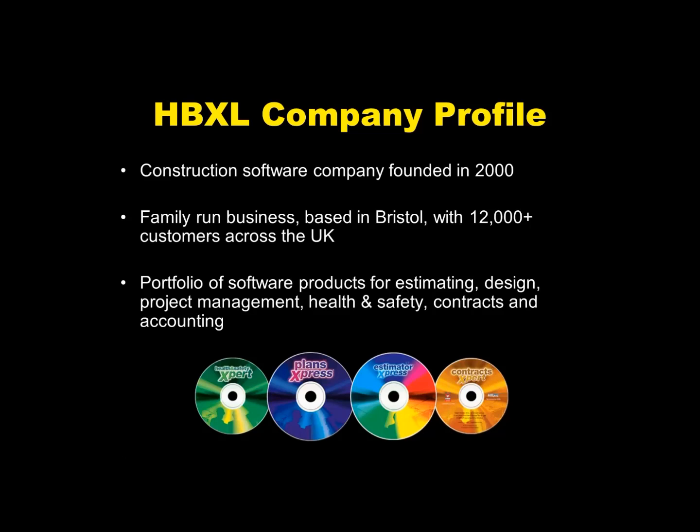Just a little bit about the company before we jump in. We're a construction software company founded in 2000. We're a family-based business. There's around 25 or maybe 26 people working with us now, and we've got about 12,000 customers across the UK who bought the software. We have a range of software including EstimatorXpress and PlansXpress and Health and Safety Expert, which all link together. This means that once you've done your estimate, the software will also prepare your health and safety documentation and also develop you a contract. In addition to these software packages, we also have links to accounting software.